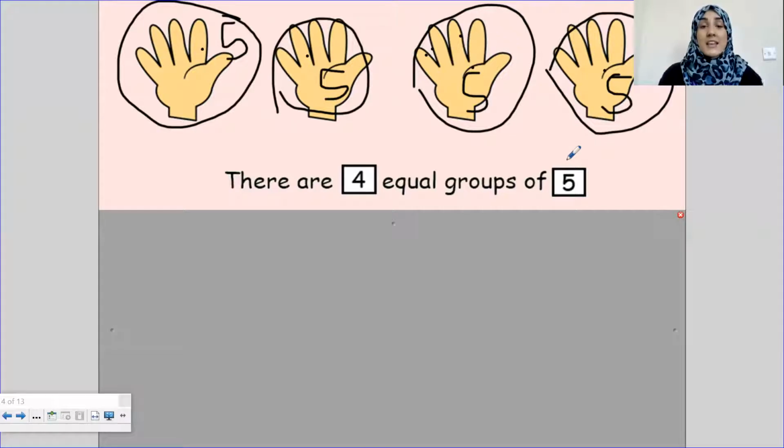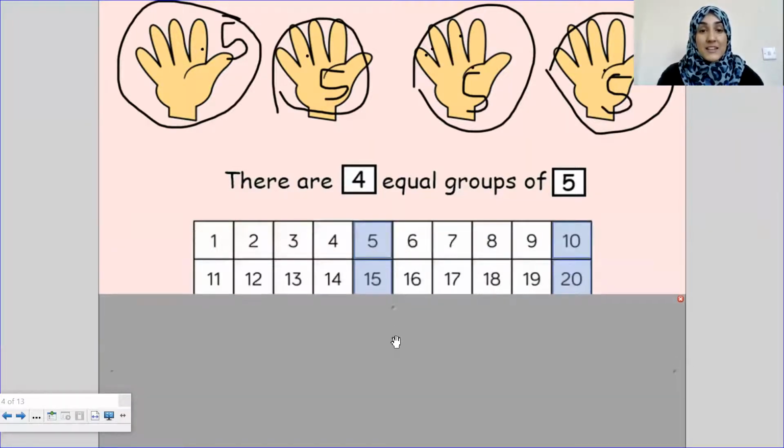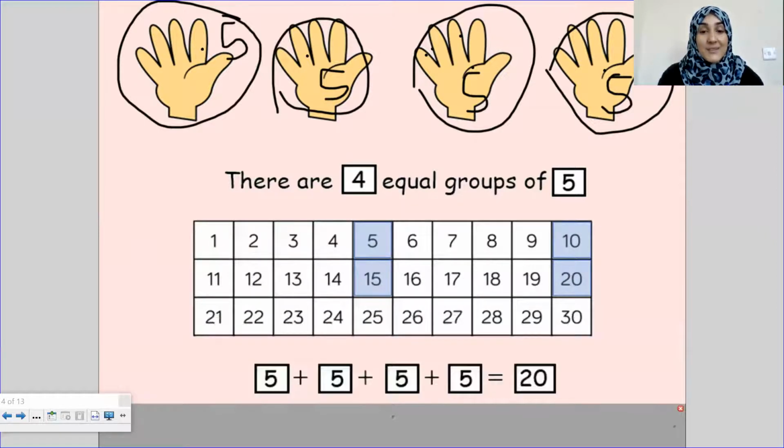Well done. Can you tell me, underneath this grey screen here, there is a repeated addition number sentence. Can you tell me what the repeated addition number sentence would be? Well done. Let's see if you got that right. We have 5, add 5, add 5, add 5 equals 20.